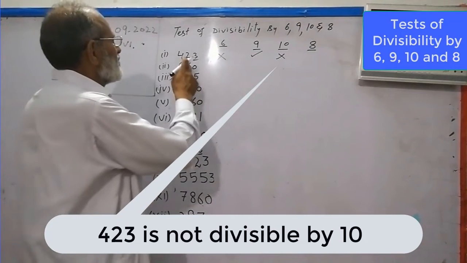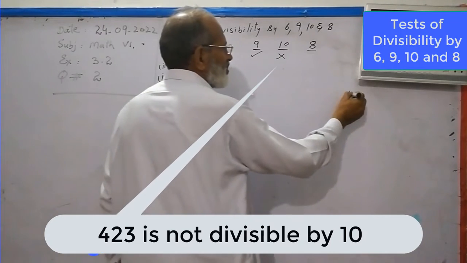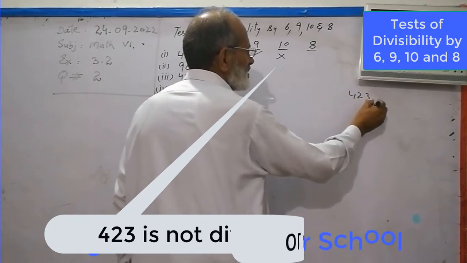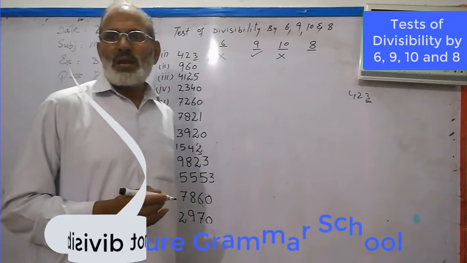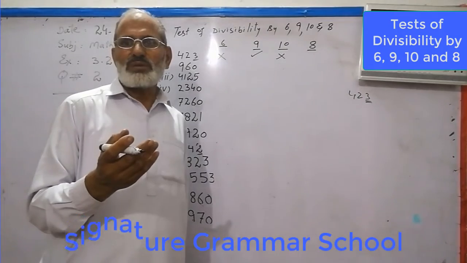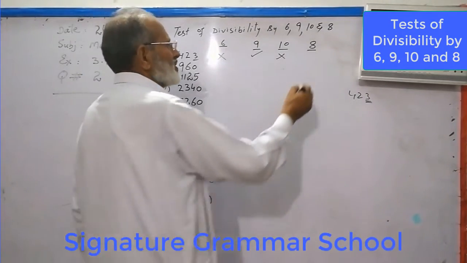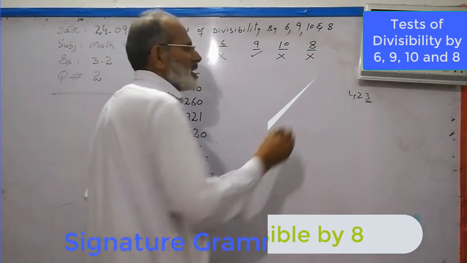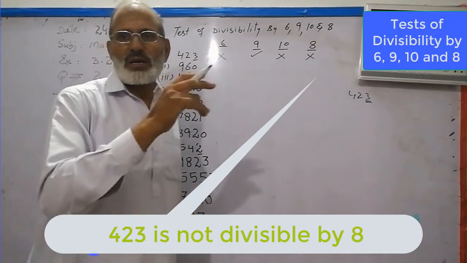For 8, if we take this 3, that is 4 2 3, here it is an odd number, and when there is an odd number at the unit place, that value can't be divided by 8. Therefore, this value is not divisible by 8. So I put here a cross.